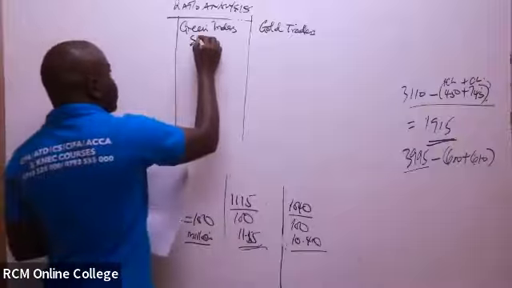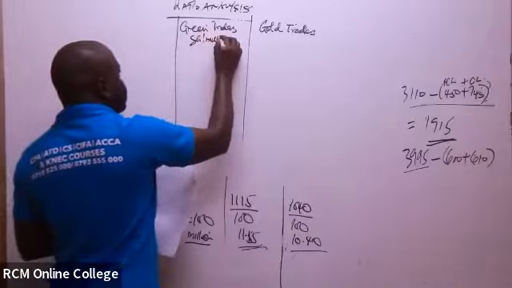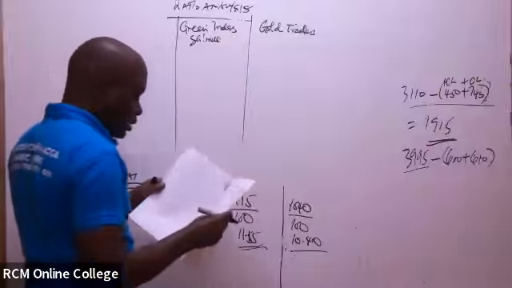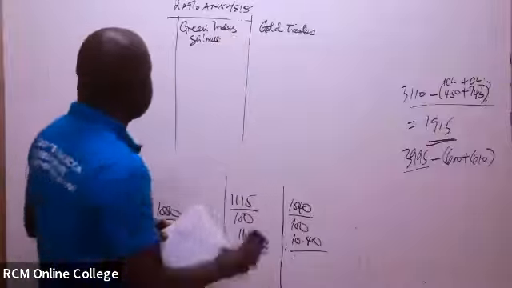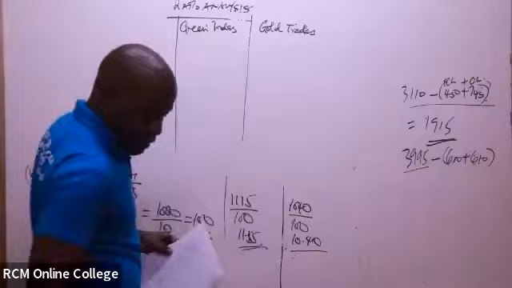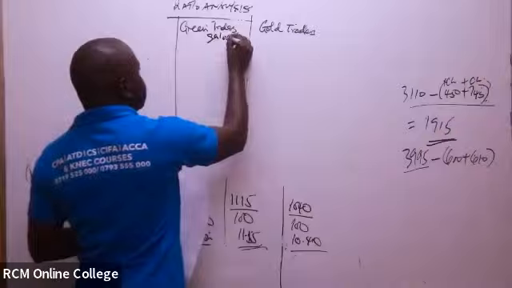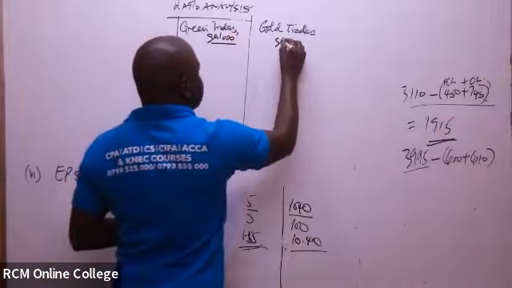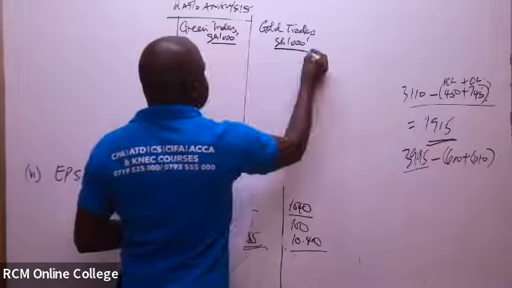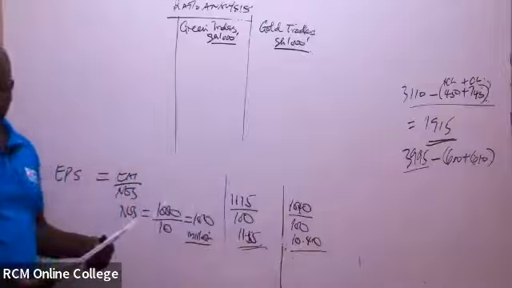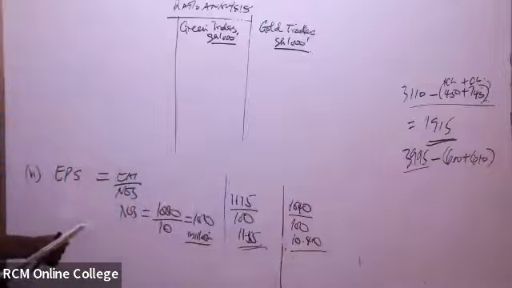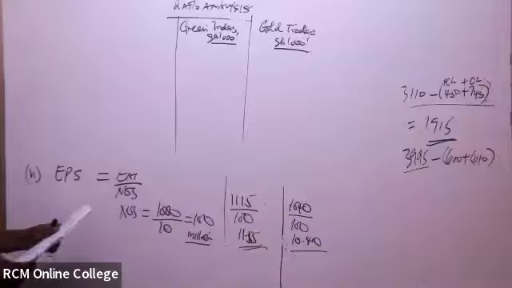So in this case we have shillings. Is it in millions or in thousands? It is in thousands. We'll be computing the ratios in shillings of thousands.